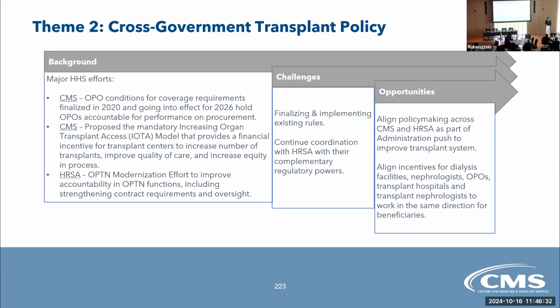So where we are now, we proposed the IOTA model in May, and comments were due back in July. We are currently working on finalizing the model. The model we had proposed a start date of January 1st, 2025, and we're working on finalizing it now. And it'll be very public when it is final.